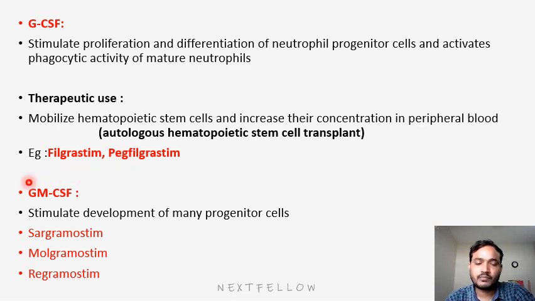Next is granulocyte macrophage colony stimulating factors. These stimulate development of many progenitor cells. Examples of this are sargramostim, molgramostim and regramostim. In these two classifications, GCSF is more important compared to GMCSF.